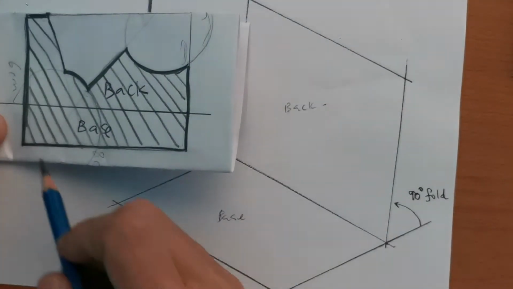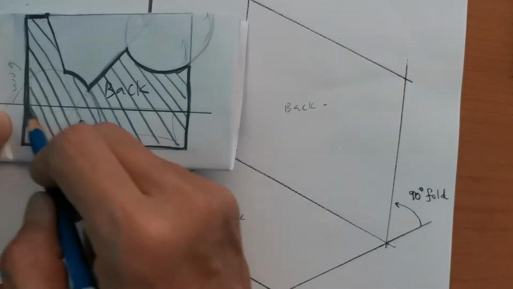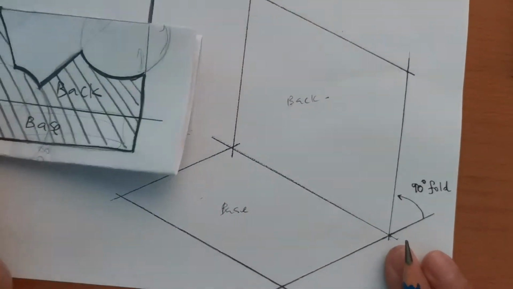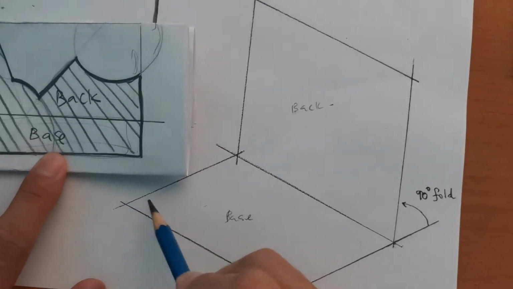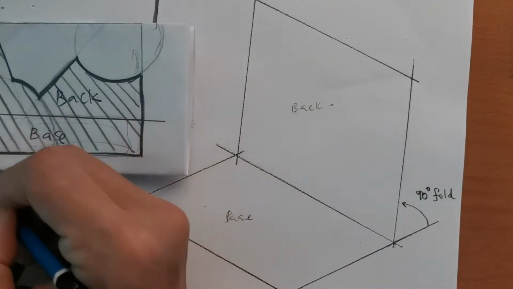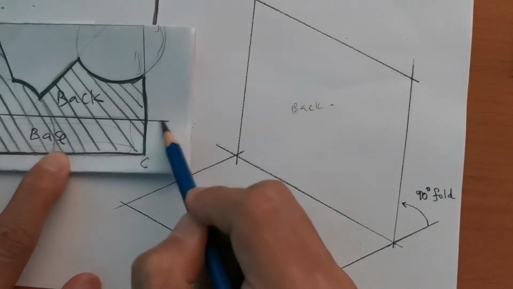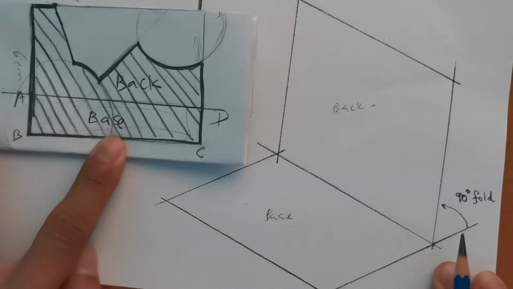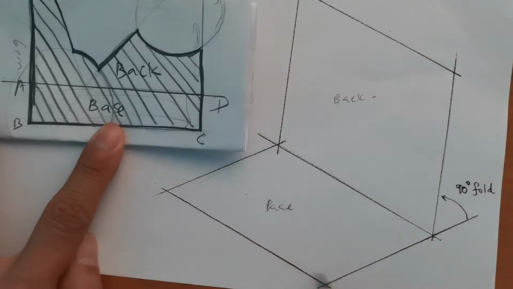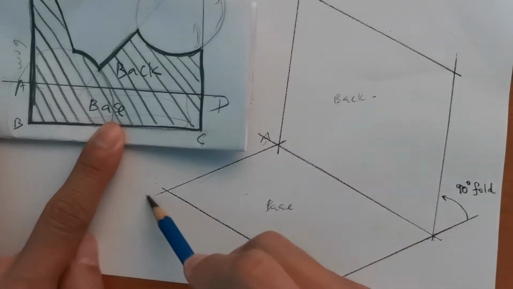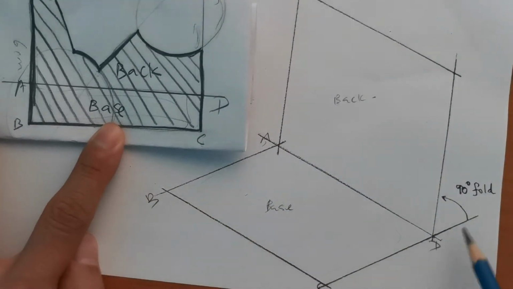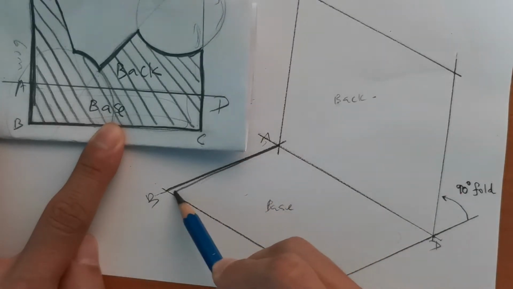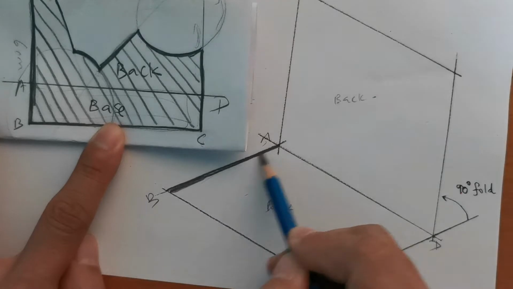Now if I just look at the base, it is a rectangle down here. This rectangle is represented like this rectangle. So I will trace the base down here. This rectangle ABCD is represented by this rectangle down here, A, B, C, and D. I will just draw like that, because basically it's a rectangle anyway.